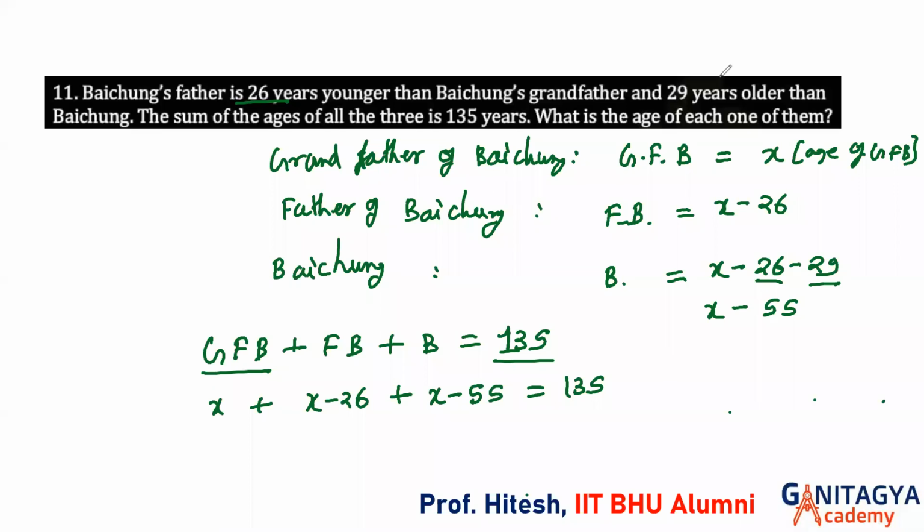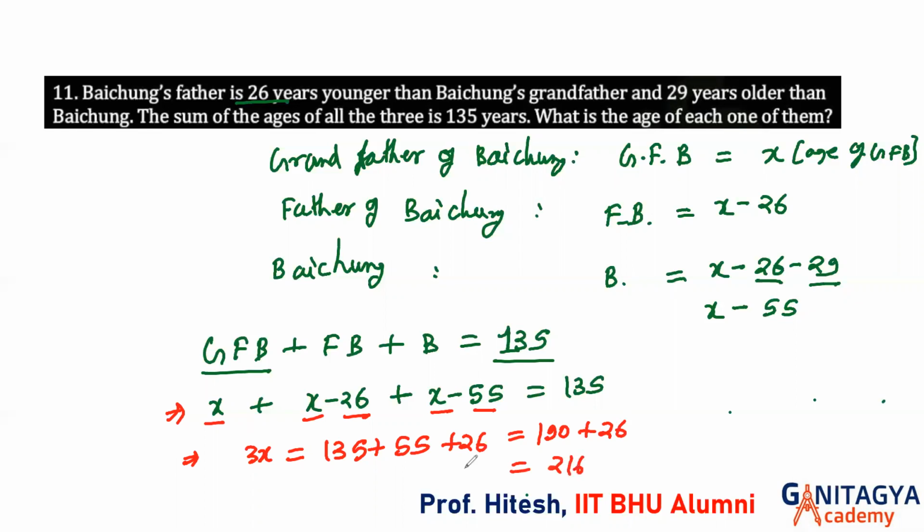Written down, right? Okay, fine. So you can write x plus x plus x, how much? 3x, minus 26, minus 55. When it comes to this side, it is 135 plus 55 plus 26. So how much is it? Please find out and let me know. Done. So 135 plus 55 is 190, and 190 plus 26 is nothing but 216. Okay, 216 is 3x.